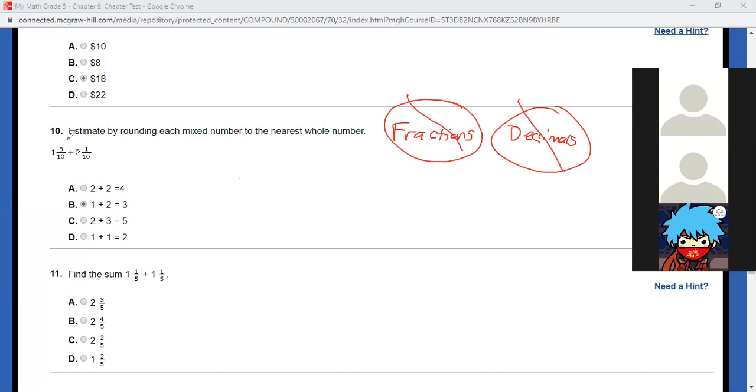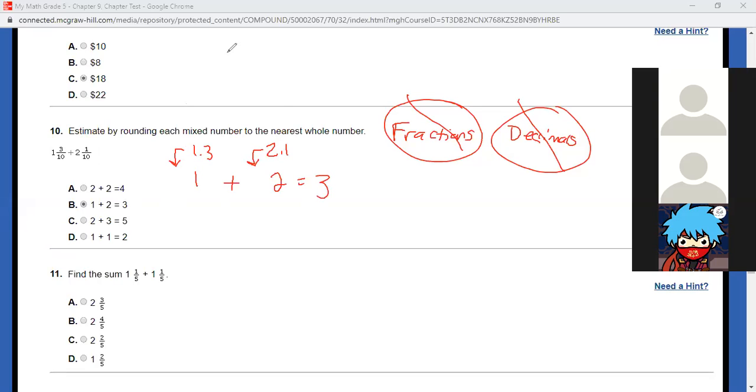If I have 1 and then 3 over 10, that's basically 1.3. And if I have 2 and then 1 over 10, that's basically 2.1. Since these are both decimals under 0.4, I round down, which makes this 1 and makes this 2. 1 plus 2 is 3.